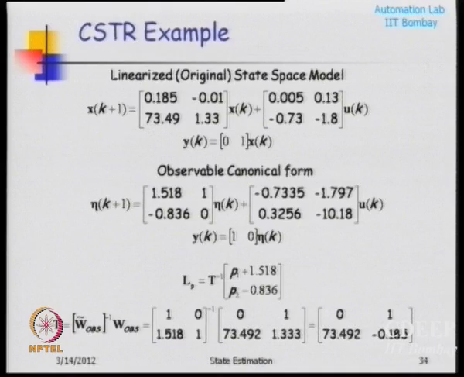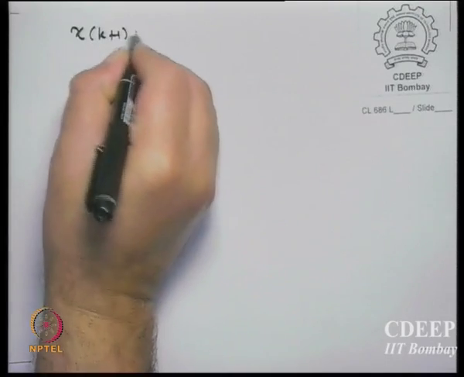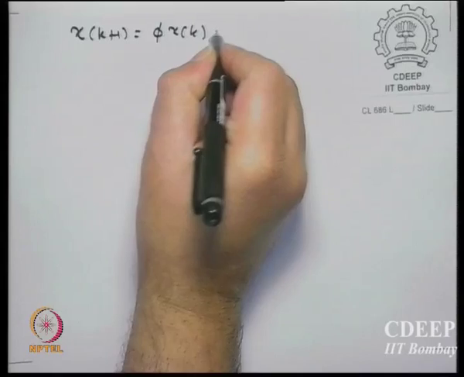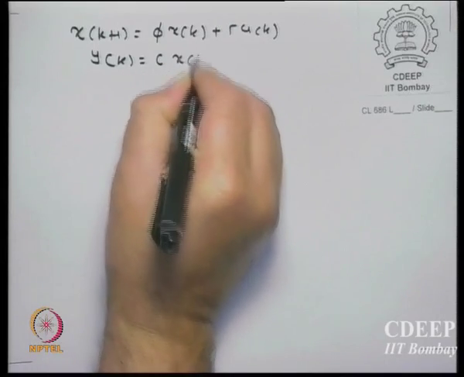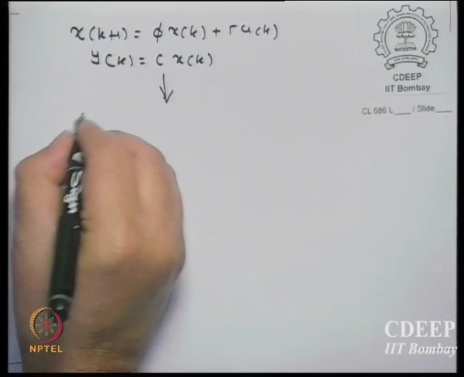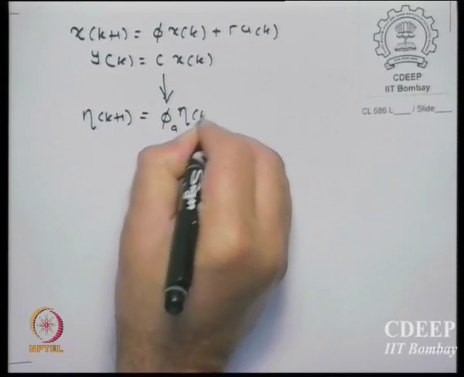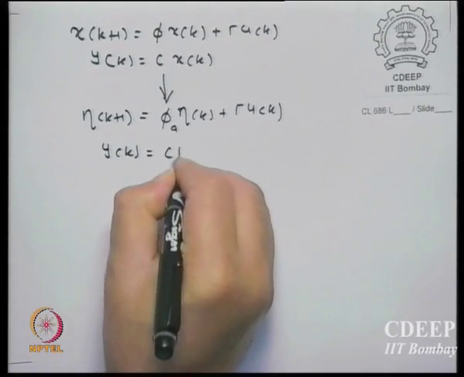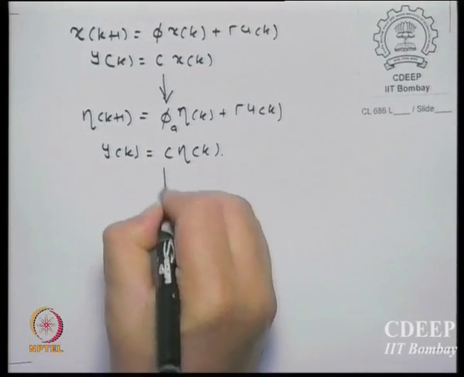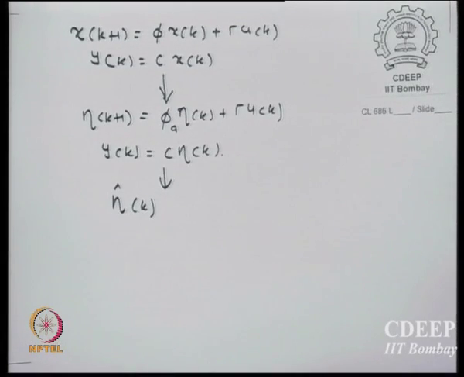So just to summarize, we started from x(k+1) = phi x(k) plus gamma u(k), and y(k) = c x(k). We transformed this to eta(k+1) = phi_a eta(k) plus gamma_a u(k), y(k) = c_a eta(k). Then we designed an observer for eta hat k.